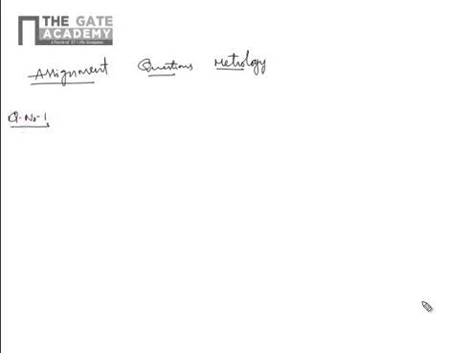Assignment questions in metrology. Question number 1. It is not there in the material, but that's why I will write the entire question. Difference between two mating parts is a one mark question.